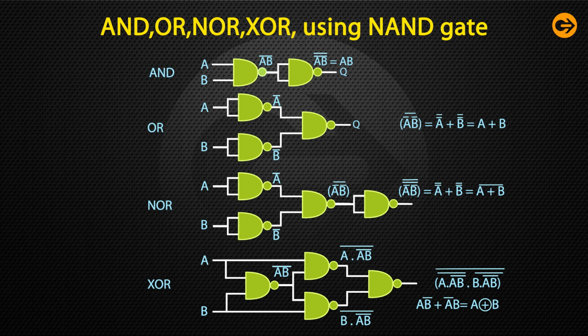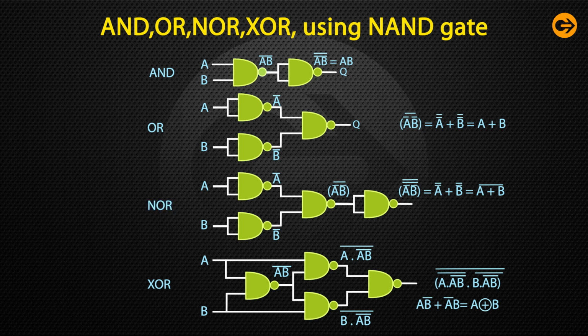AND gate using NAND. A NAND B generates AB whole bar. Then AB whole bar through both the inputs of the NAND will generate AB whole bar whole bar which is equal to AB. OR gate using NAND. A NAND A will generate A bar. B NAND B will generate B bar. A bar NAND B bar will generate A bar dot B bar whole bar, which is equal to A plus B from the De Morgan's law.